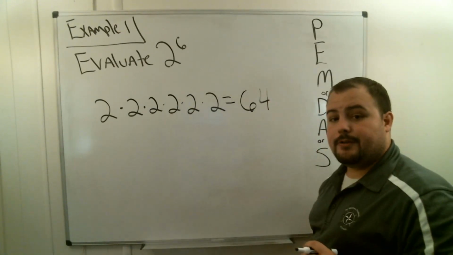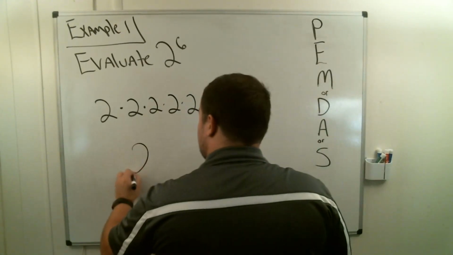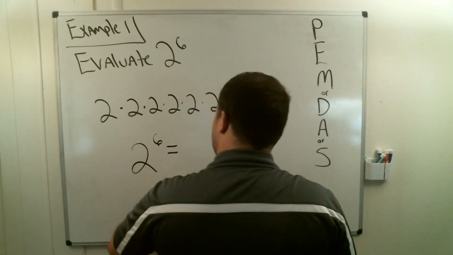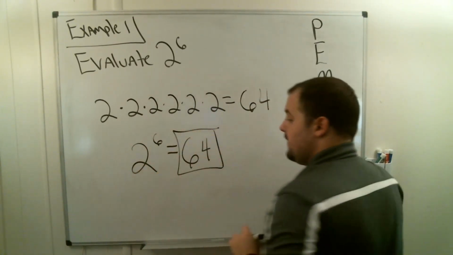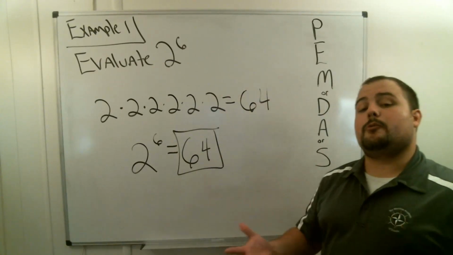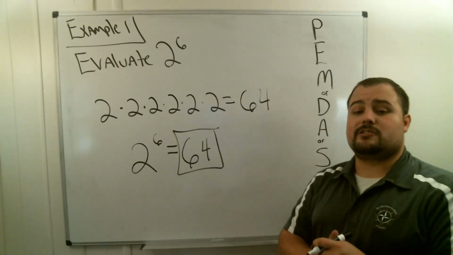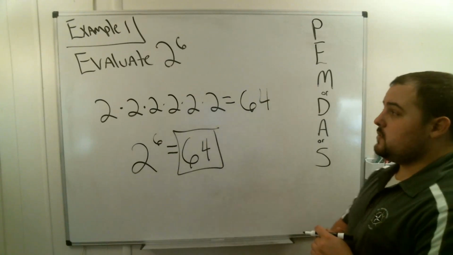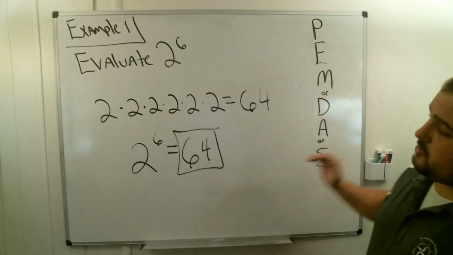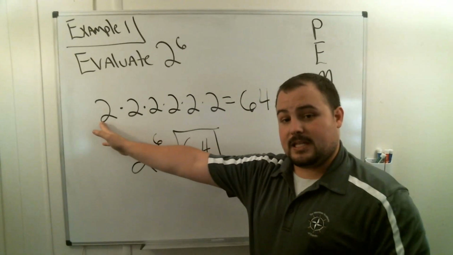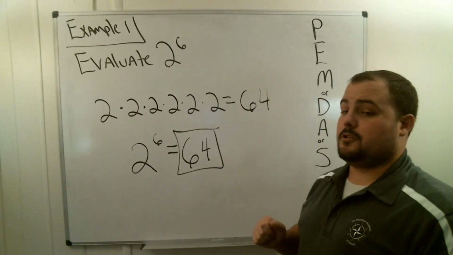So I'm going to go ahead and rewrite this. 2 to the 6th power equals 64. And that's my final answer. We evaluated the problem because we are actually able to find the solution. So in this one, we did have to do multiplication. We did not have any division, so we started with our multiplication going from the left side to the right side to get our solution.